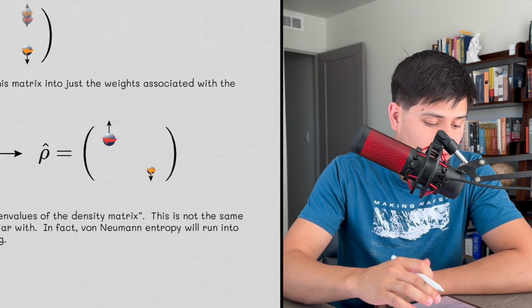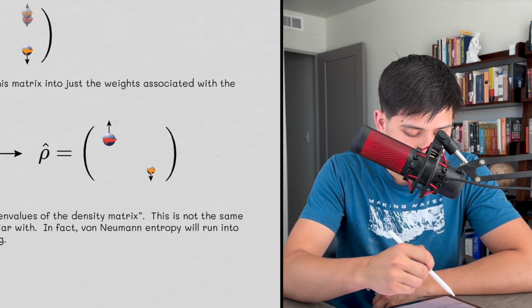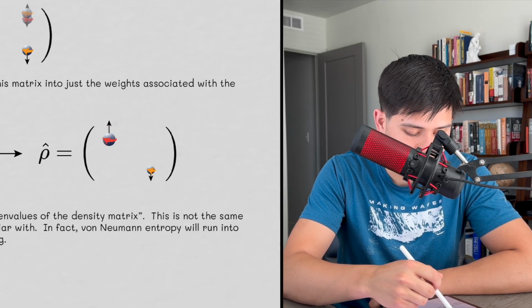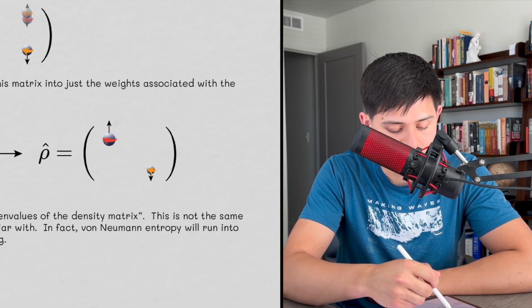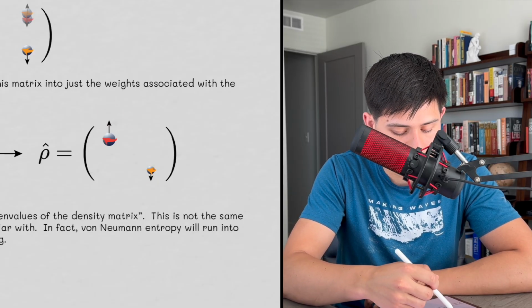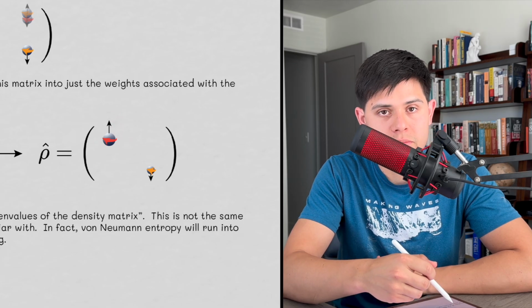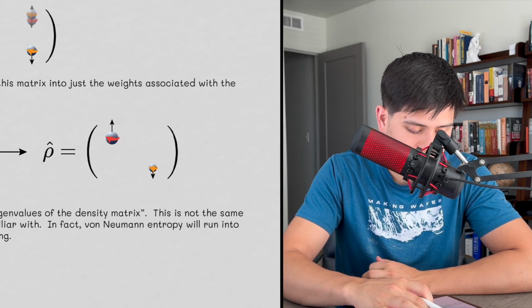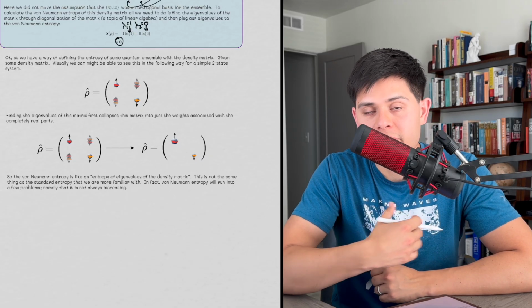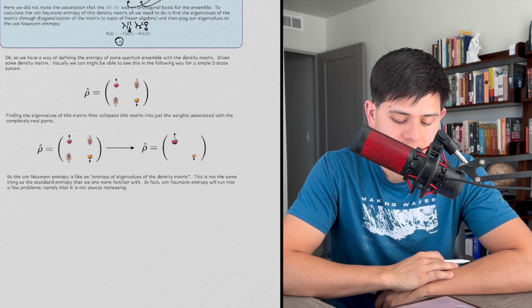And the diagonal parts then, I've made these smaller because one eigenvalue might be larger than the other, and that might correspond to higher probability in observing an upstate than a downstate. So the von Neumann entropy is like an entropy of eigenvalues of the density matrix.